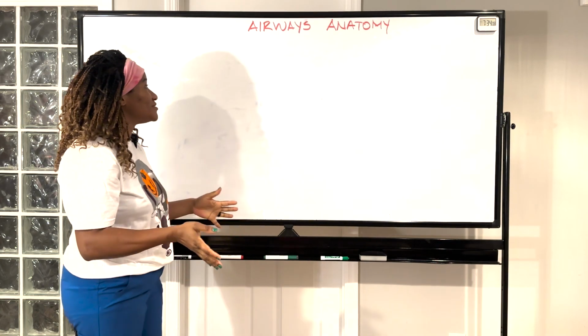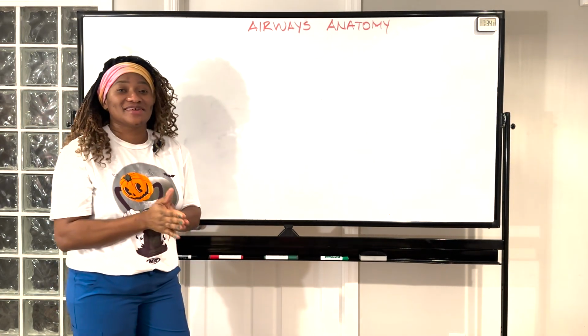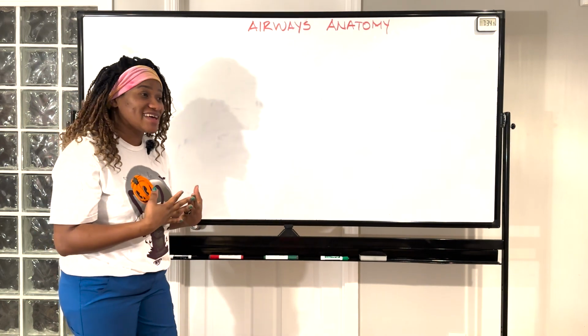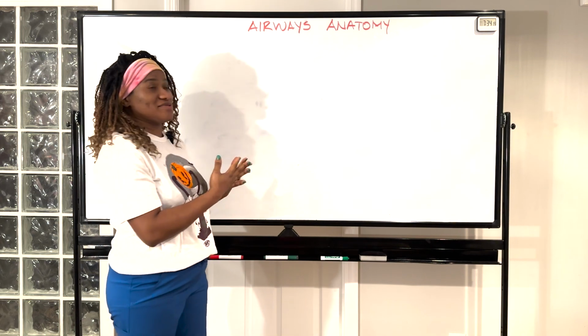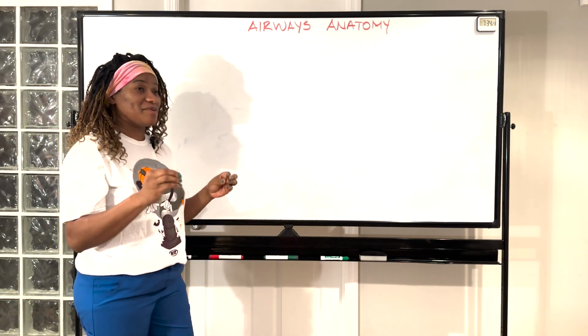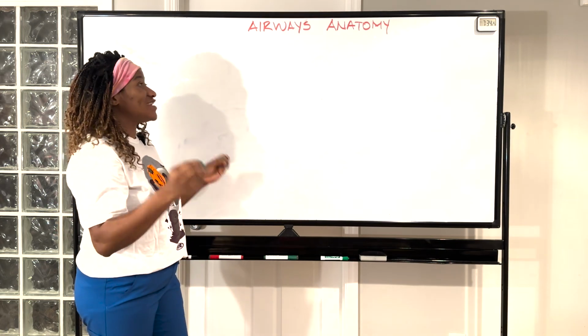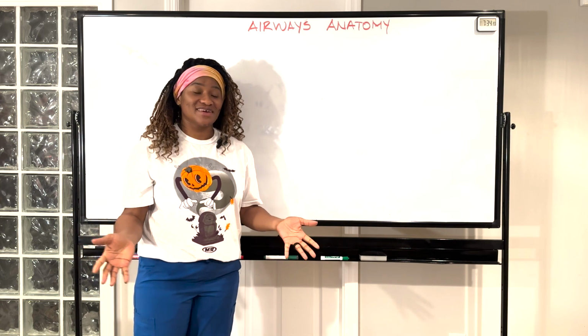In today's video we're going to talk about the airways anatomy. Airways anatomy is really important because as future anesthetic providers we need to be expert at this. We need to understand every single part. We need to know the muscle part, the innervation, the vascularization, because that is what we're going to be doing every single day at work.